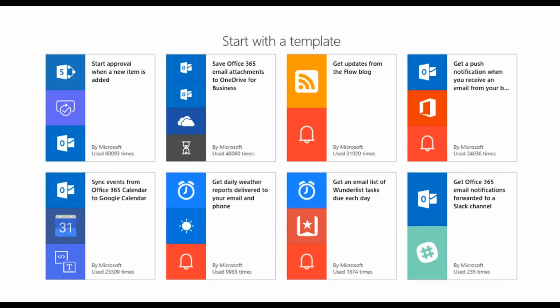Quick preview of templates. Start an approval when a new item is added to a library. So we see that SharePoint's involved with that. We've got Outlook involved with that. Save an Office 365 email attachment to your OneDrive. Get updates from blogs out there. I've been working with Flow to set up notifications when new Teams, SharePoint, and Flow blogs are published. I get a notification about it, so I'm not having to go out there and look for it. I just let the information come to me. Lots of ability out there to build into your Office 365 environment, because it's all about working smarter, not harder, right?